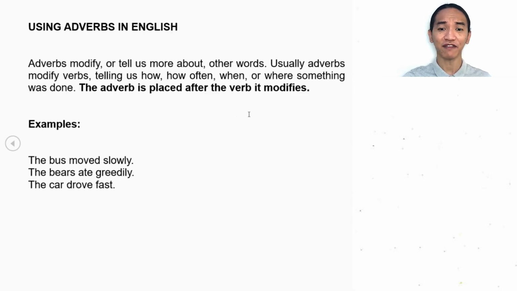Okay? Now, using adverbs in English. So adverbs, just like what we say, they tell more about your other words like your verbs, adjectives, or another adverbs. So usually they tell us how often, when, or where something was done or is done. So the adverb is placed after the verb it modifies. The boss moved slowly. The bears ate greedily. So the car drove fast.